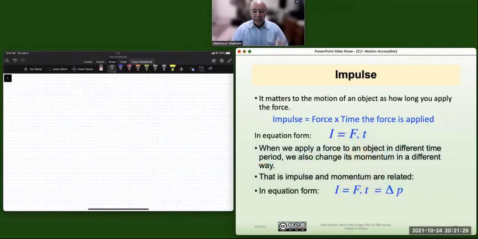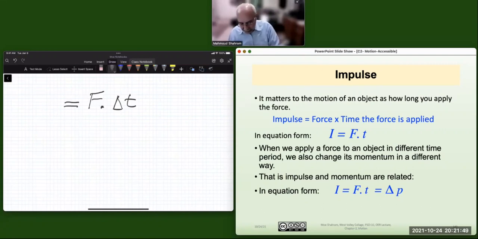Now, the force that is applied in a certain time, delta T, is called impulse. This is the definition of impulse: force that is applied on an object in a given time. So it makes a difference. Now, how does it make a difference? Well, it gives a different velocity to that object, just like this golf ball. So if you take more time to apply this force, it would have a different velocity.